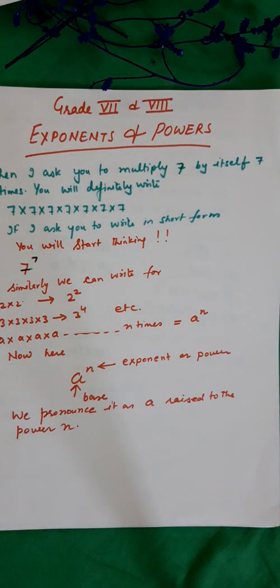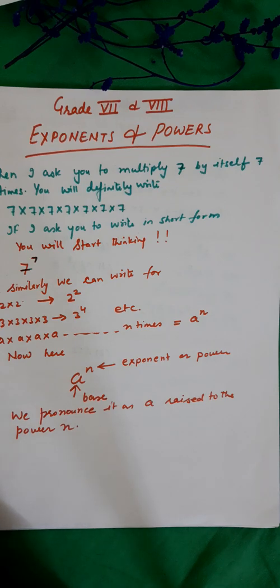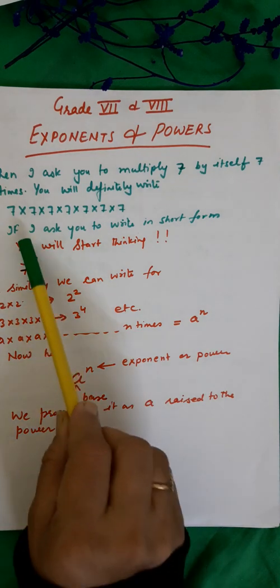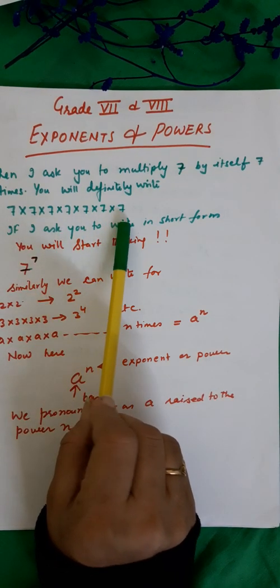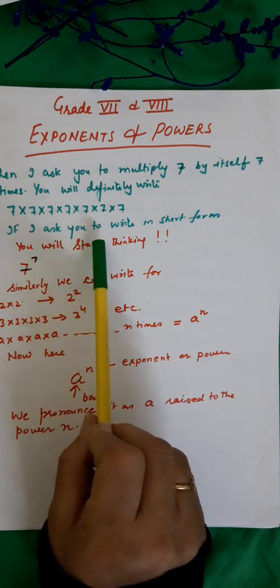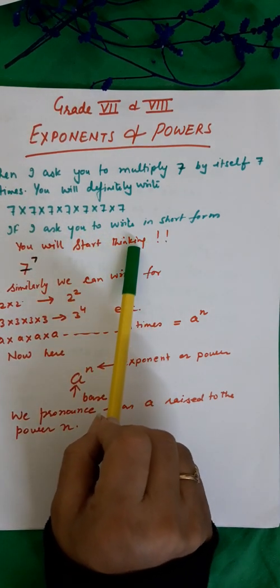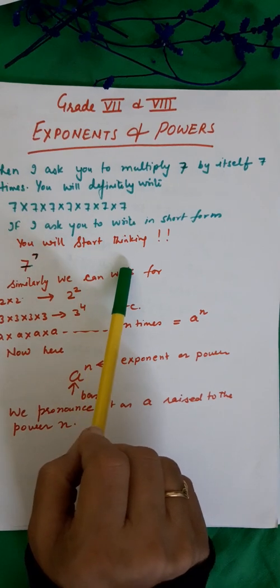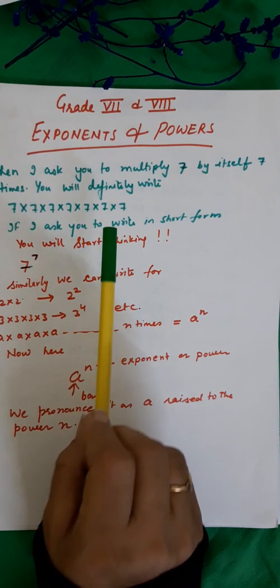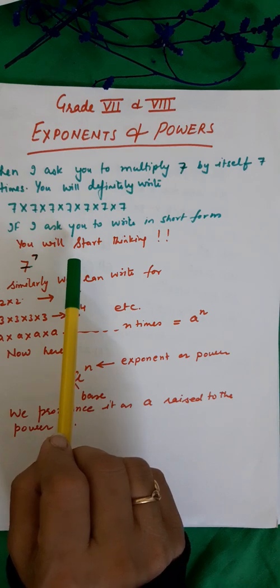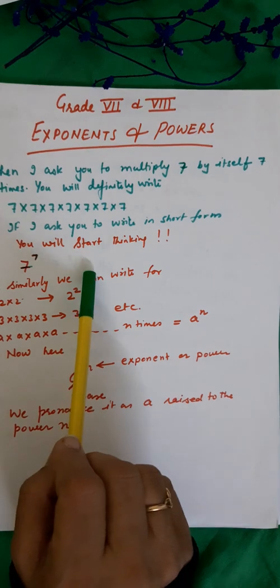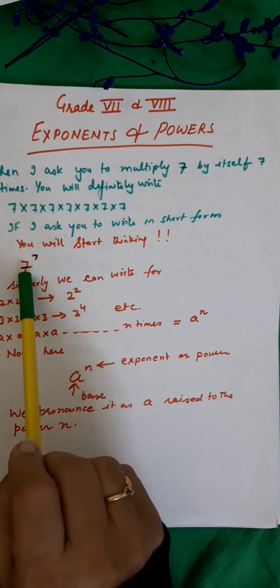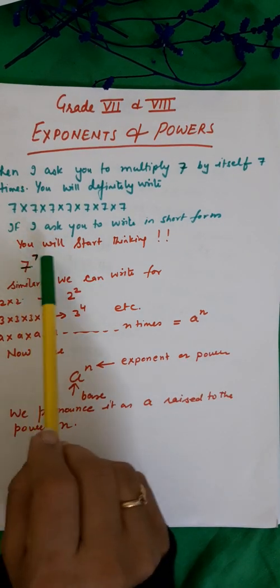When I ask you to multiply 7 by itself 7 times, what are you going to do? You are going to write 7 into 7 into 7, like this up to 7 times, right? Now if I ask you to write it in the short form, then you will start thinking. But by using exponents and powers, we have very beautiful ways of expressing such lengthy expressions and maybe lengthier expressions. 7 raised to the power 7, right?